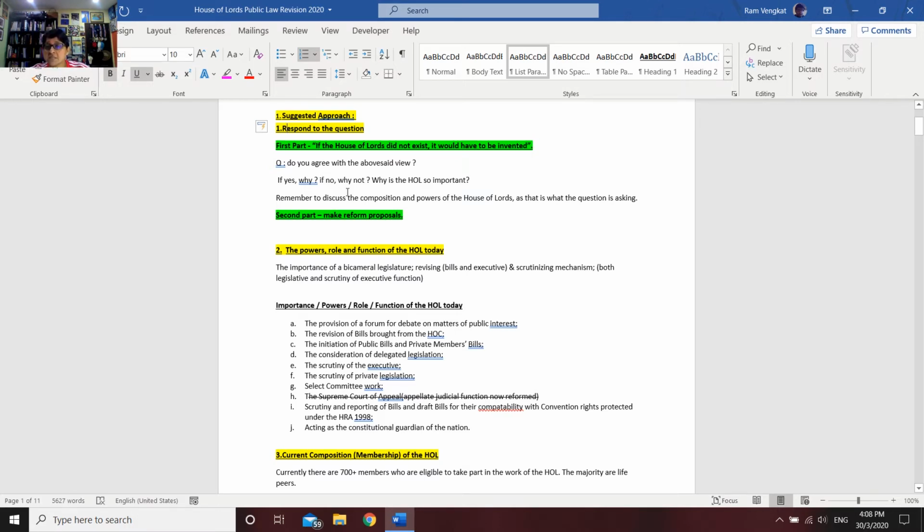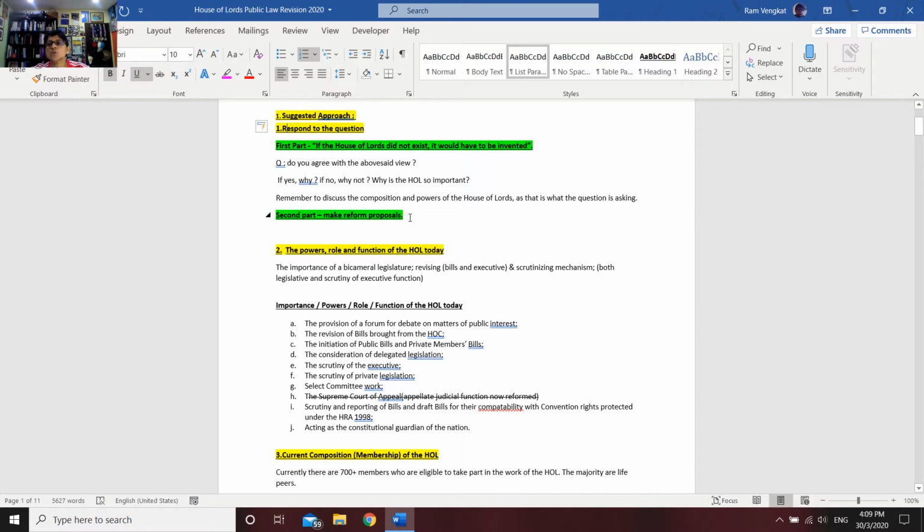So I would say, answer in the affirmative, namely that it is true that if the House of Lords did not exist, it is indeed true. In my opinion, it would have to be invented. Now, why am I saying that? Because the House of Lords is playing such an important role in Parliament. So I will argue in the affirmative as to the first part. The second part of the question, I've highlighted that in green, is to make reform proposals, and I will show you how to do that in a short while, and my answer will conclude by which reform proposal I prefer.